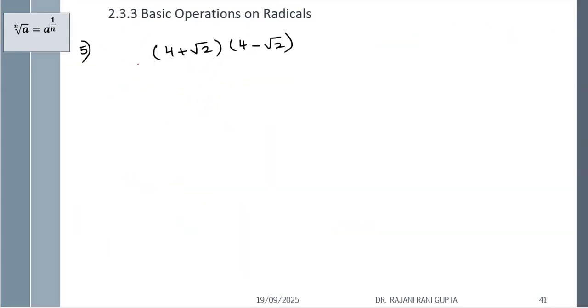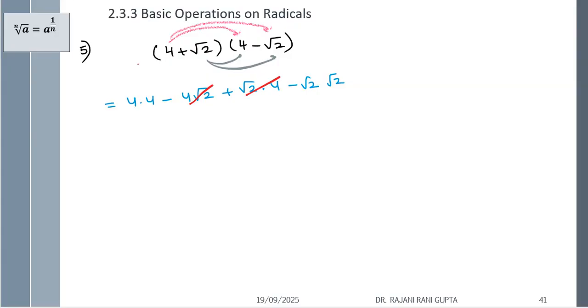Let us quickly do this question. So again, what you can do is you can multiply 4 with both the terms, and then you can multiply this root 2 with both the terms. Okay, so what this gives you? 4 times 4 minus 4 root 2 plus root 2 times 4 minus root 2 root 2. Why minus? Because plus and minus gives you minus. So you can see here this 4 root 2, 4 root 2 same with opposite sign. So cancels. 4 times 4 16 minus root 2 times root 2 is 2. So this gives you 14.